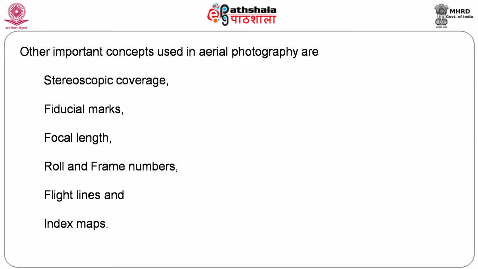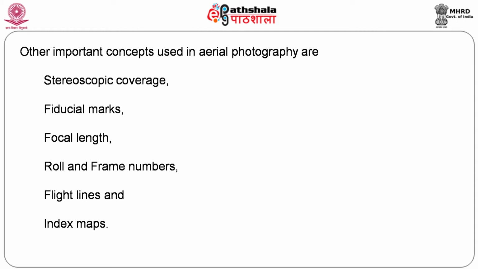So, what we intend to do is that with respect to the first exposure station and the next exposure station, there will be a slight overlap. That all depends on various factors, and you will also try to get what is called end lap. We will see that later. Now, coming back to the other important concepts in aerial photography: stereoscopic coverage, which we will see, fiducial marks, focal length, roll and frame numbers, flight lines, index map. Of course, fiducial mark, roll and frame numbers are all photo detail, so we do not have to worry much about that.